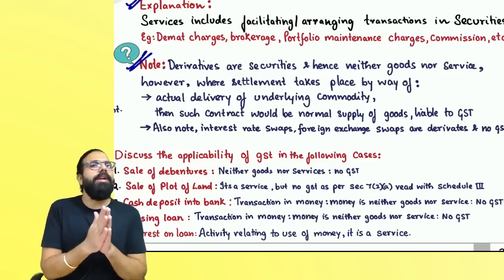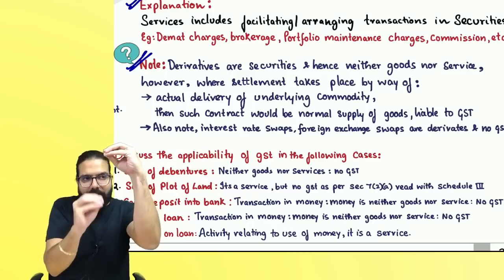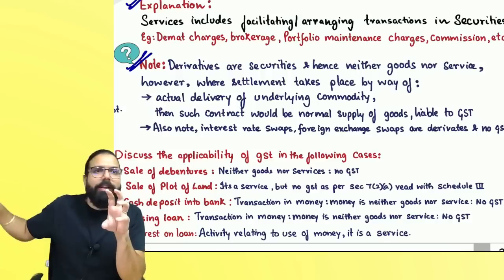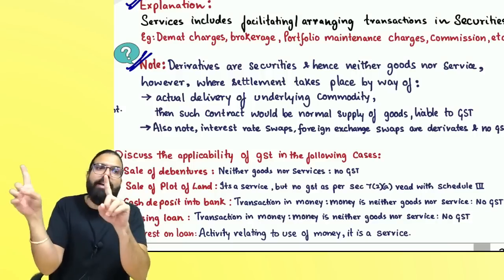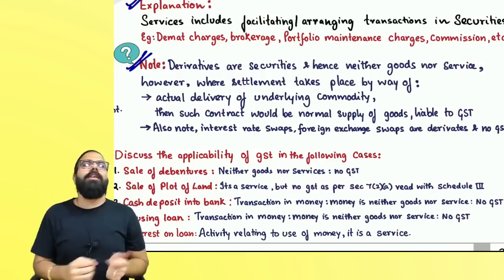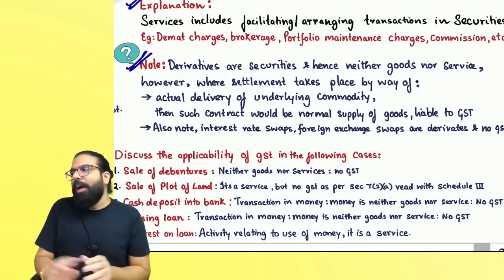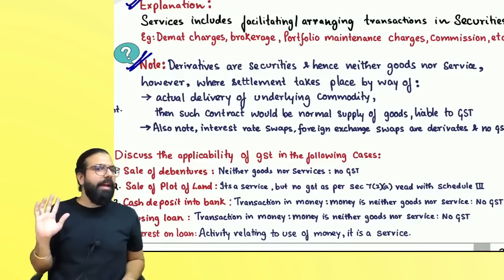But if, in a derivative contract, the actual underlying asset is being transferred to the other person, though derivatives generally have net settlement, but if the actual asset is being transferred, then it will be a supply of goods and GST will be levied. Can I go ahead, everyone?